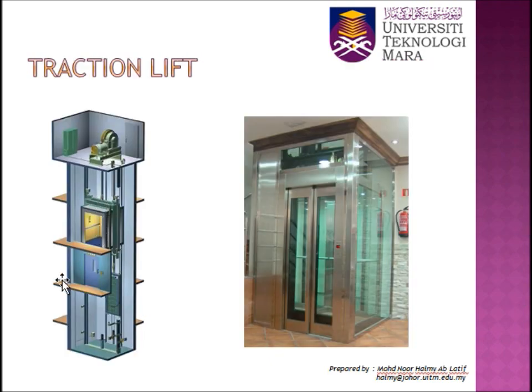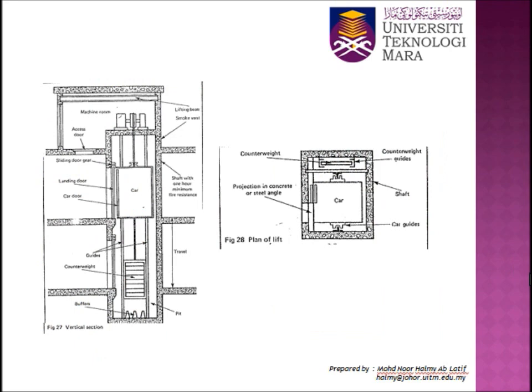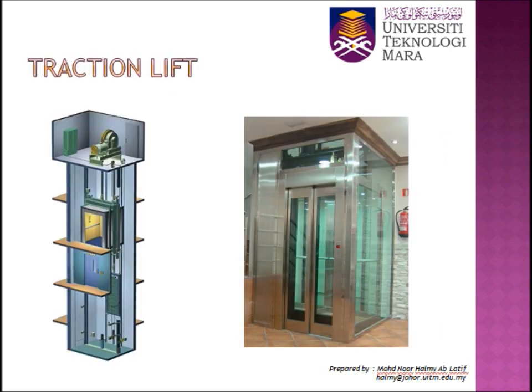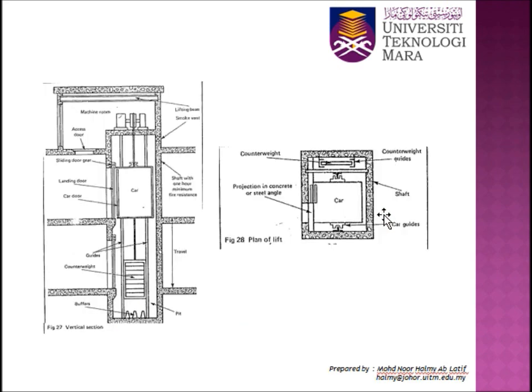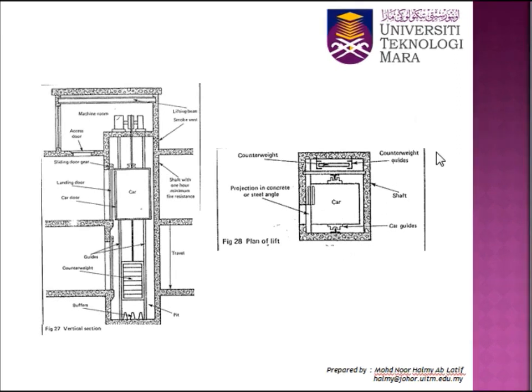So, okay, inilah contoh traction lift tadi. Okay. Yang tadi kita ingat counterweight kat belakang tu, kat slide sebelum ni ialah yang dekat atas. Okay, ada counterweight. And then ada car guides kat sini. Shaft. Okay, and counterweight guides.